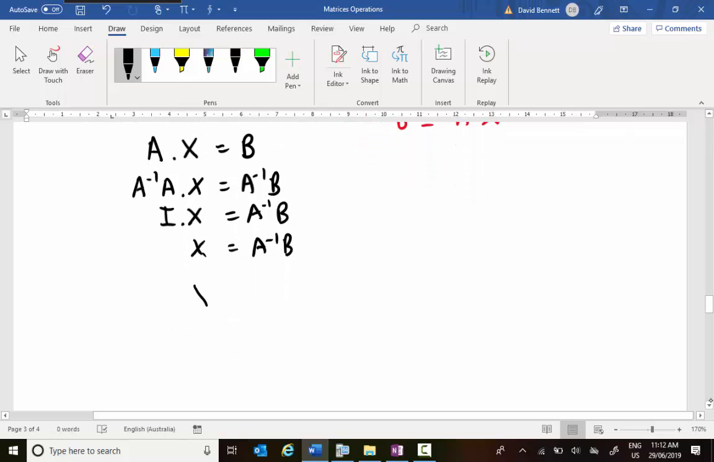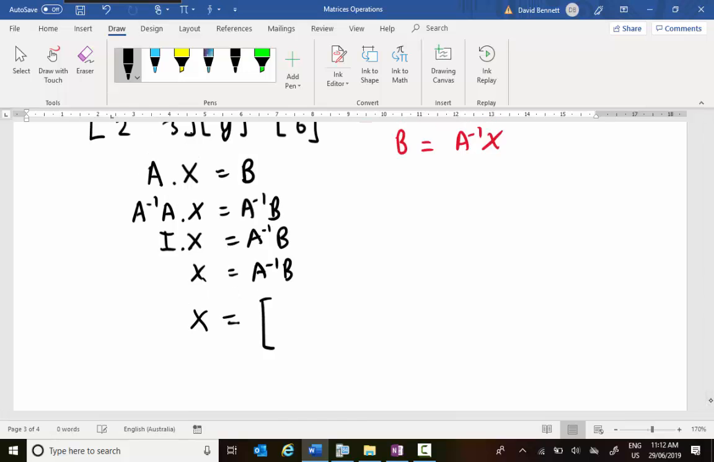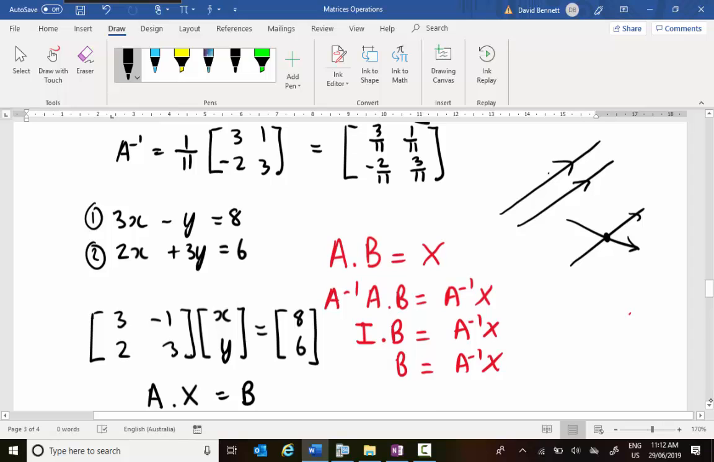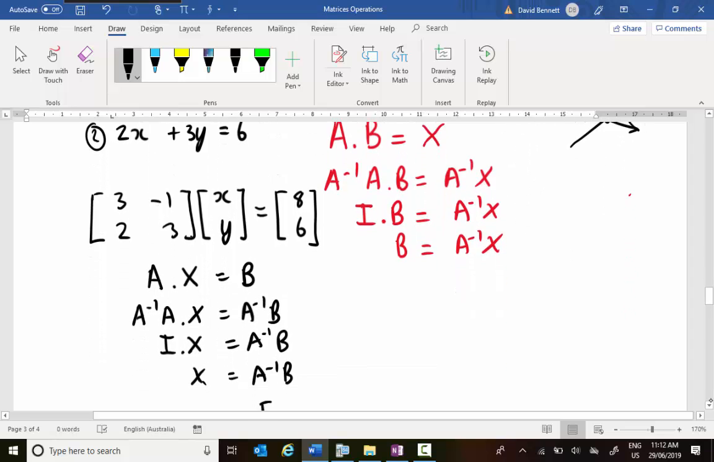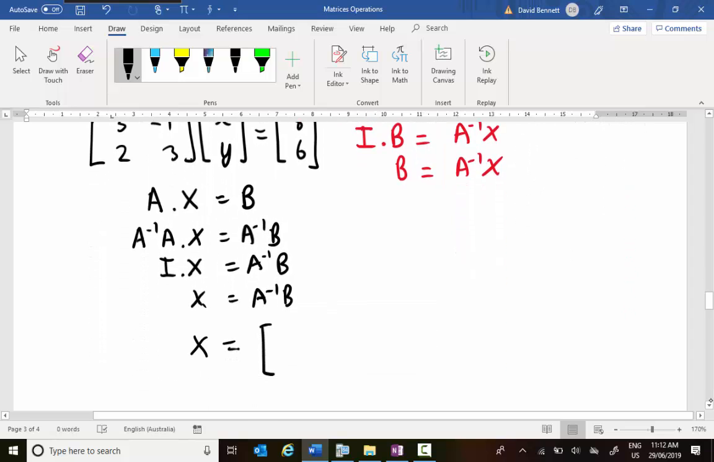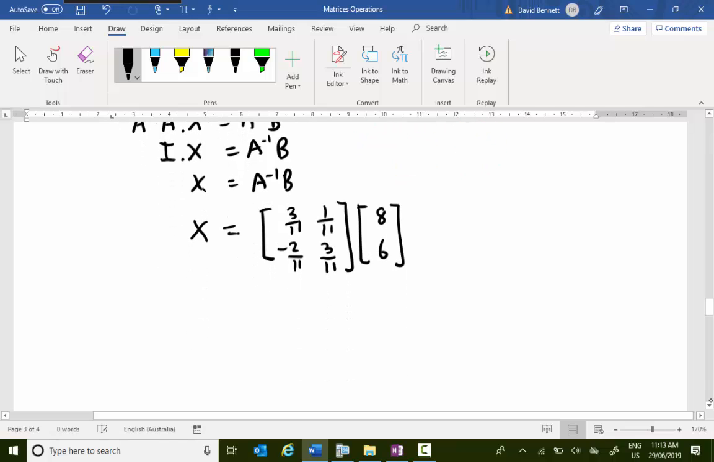So X is equal to the inverse of A, and I can't remember what it is, so I'm going to have to go up there and find out what it is. That's 3 on 11, 1 on 11, minus 2 on 11, and 3 on 11. That's my inverse of A, and my B matrix is equal to 8, 6. So now I'm going to use matrix multiplication to do that.